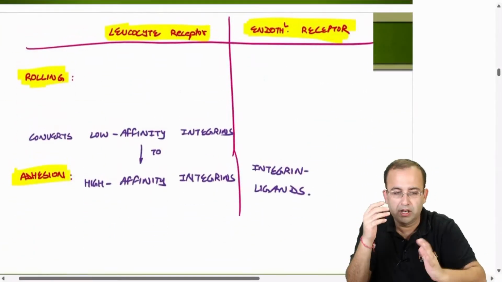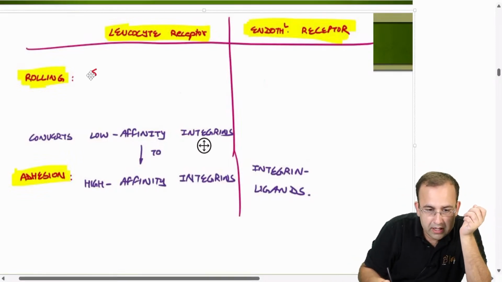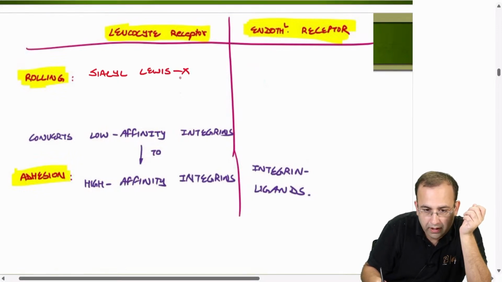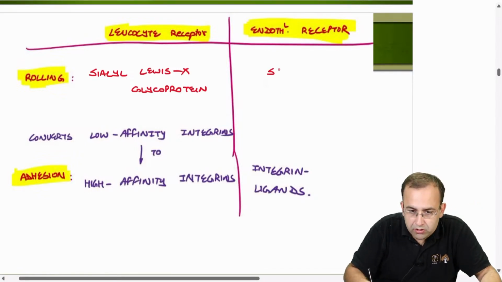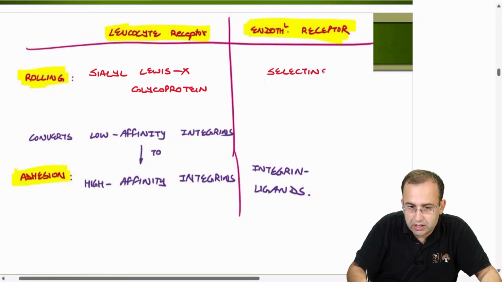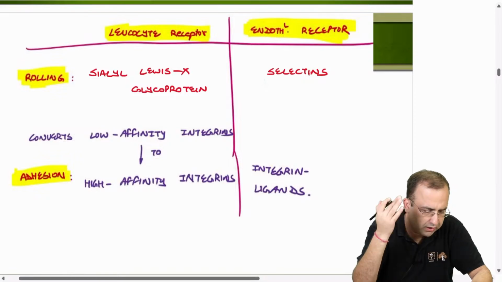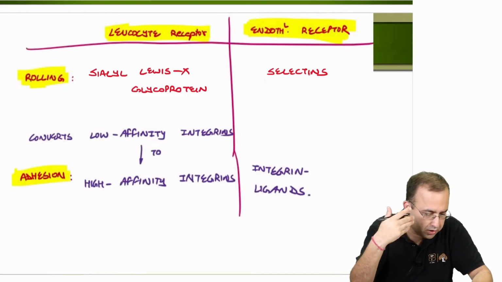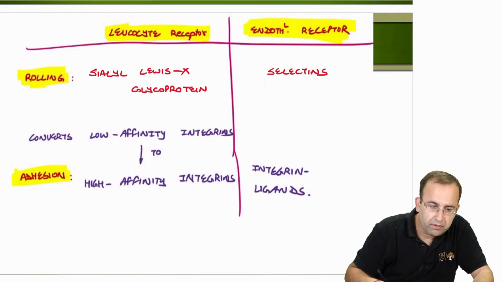So for rolling, the name of the WBC receptor is sialyl Lewis X glycoprotein, which binds to selectins present on endothelial cells. It is nothing special, like all of us have names. I'm Sushant, you guys are Hansika, KK, Akshita, Vishnu, Adya, and so on. This is the name of the WBC receptor.